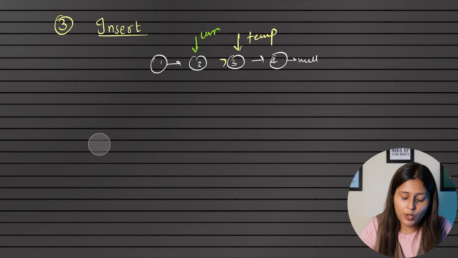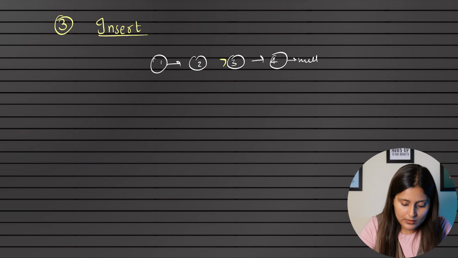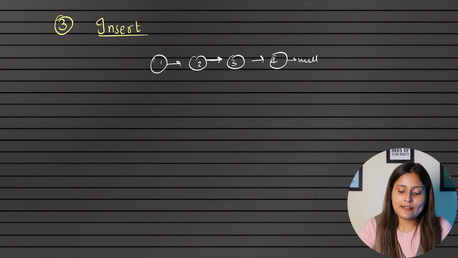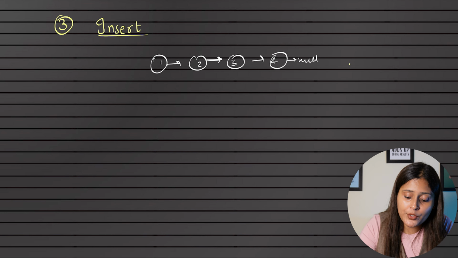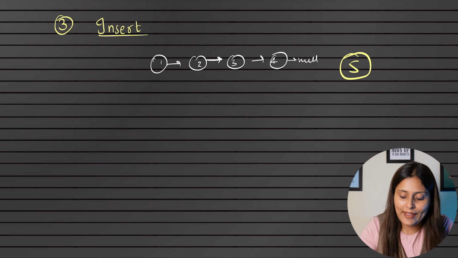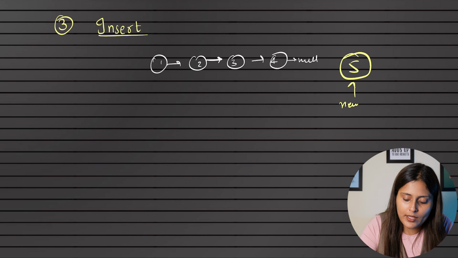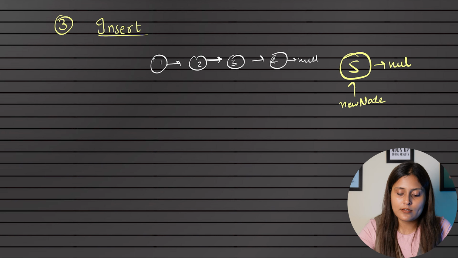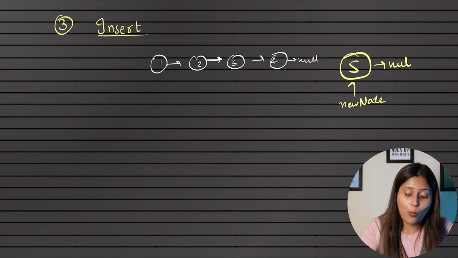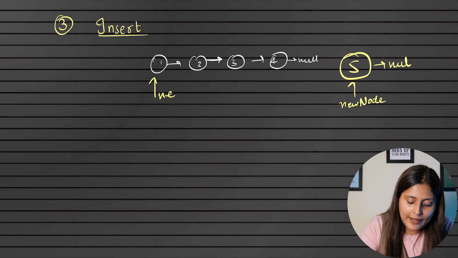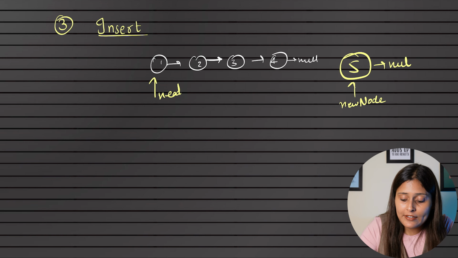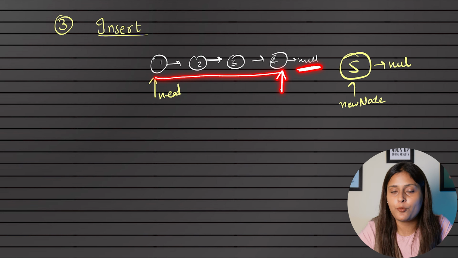Now the third problem statement will be to insert the node at the last. So at the last, we have to create a new node 5, let's call it new node, pointing to null, and we have to insert at the last. As you know, it is very simple. Why do I say that? Because we have head, and we have to iterate until its next pointer is pointing to null.